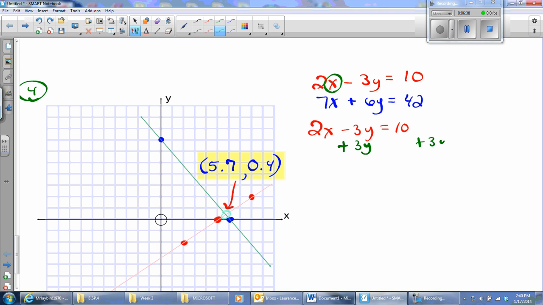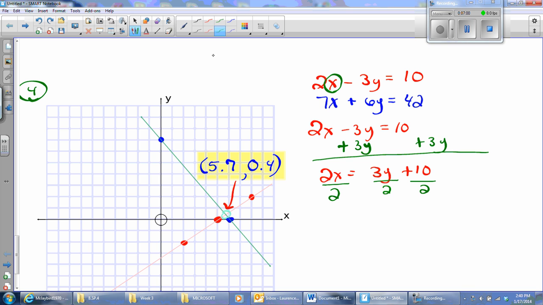And notice I didn't write it under the 10. I'm so afraid you're going to tell me that 10 plus 3y is 13y. Maddie knows it's not, because they're not like terms, right? So I'm going to write 2x equals 3y plus 10. Okay, I like to write my variables first. And now x still isn't alone, so I'm going to divide by 2 in all 3 places.